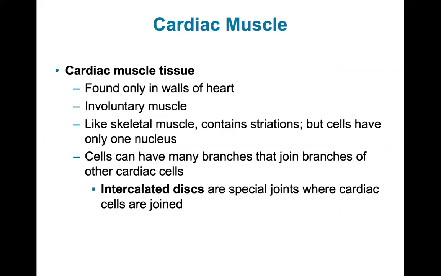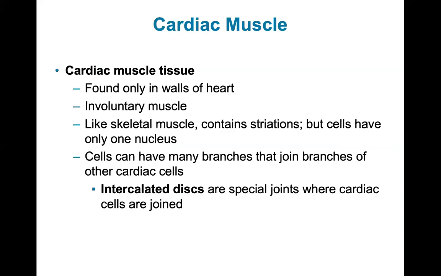Cardiac muscle, this is only found in the walls of the heart. It is also an involuntary muscle. Like skeletal muscle, it contains striations, but the cells have only one nucleus. The cells can have many branches that will actually join branches of other cardiac cells. Intercalated discs, these are special joints where cardiac cells are joined together.